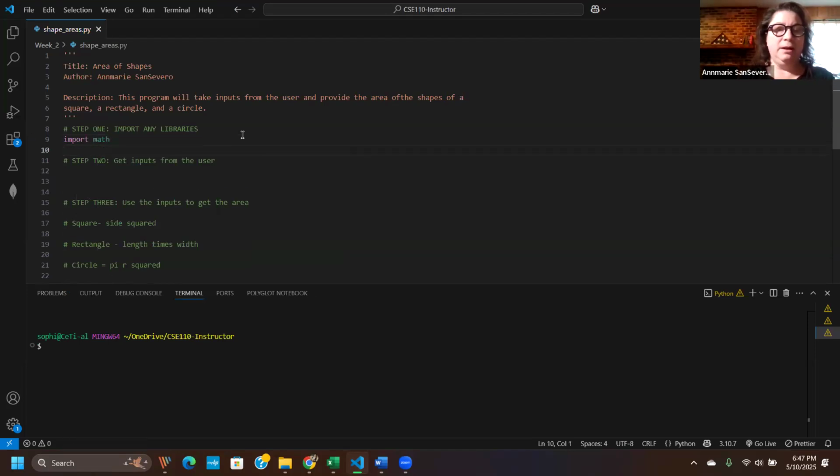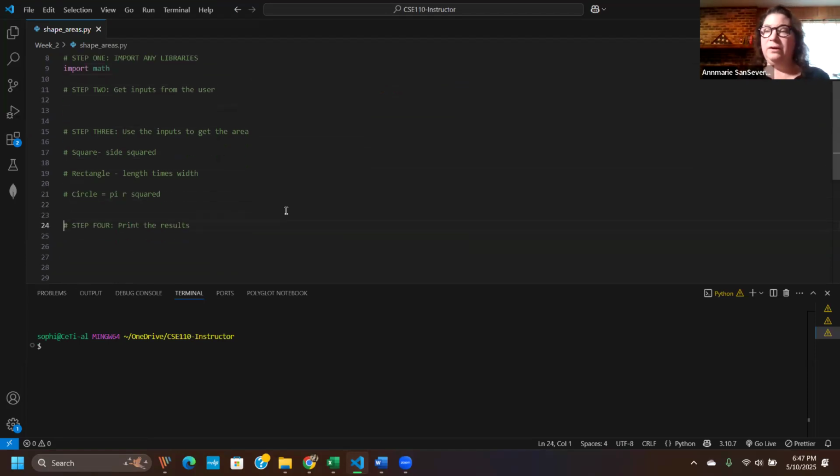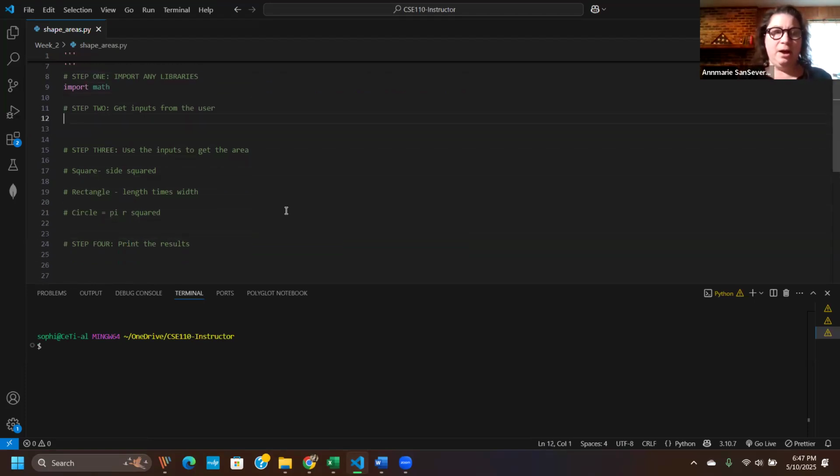Now, step 2 is going to be to get the inputs from our user. Step 3, we're going to use the inputs to get the area, doing the math, and I broke it out into the 3 shapes we're working with. And step 4 will be to print our results. So we know what we're trying to do, and now we are just going to do it. Let's start with the area of a square.